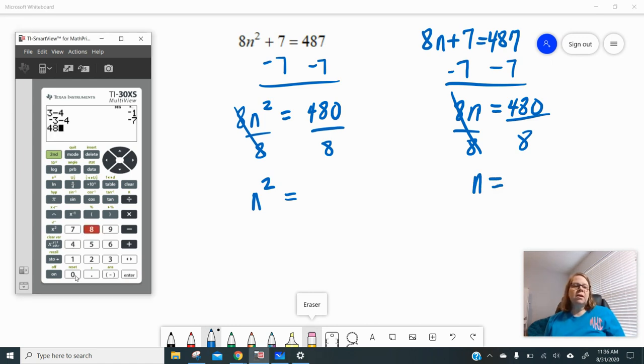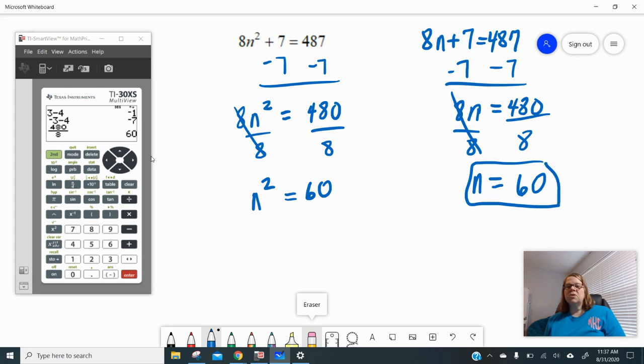So 480 over 8. You can type it in with a divide button, or you can type it in as a fraction. I like to type it as a fraction because if the answer is a decimal, I'm going to need it as a fraction anyway. And if I type it in as a fraction, it'll give it to me. But that didn't apply here. So if this had just been n to begin with, then that would be my answer to that problem. Okay, but my answer is n squared, and I still need it to be n equals.